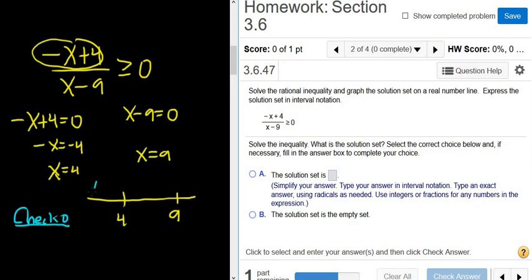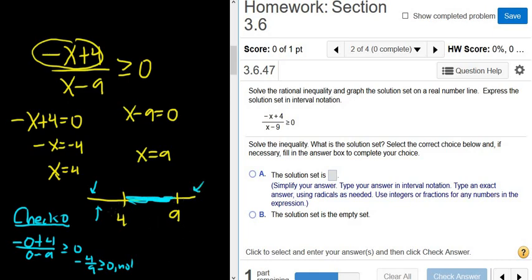And 0 is over here. So if it's true, we're going to shade over here. If it's not true, we won't shade. And the pattern is always shade, no shade, shade, no shade. Okay, so plugging in 0, we get negative 0 plus 4 over 0 minus 9 greater than or equal to 0. So we get negative 4 over 9 greater than or equal to 0. That's not true, so we don't shade here. Instead, we shade here, and then no shade here.